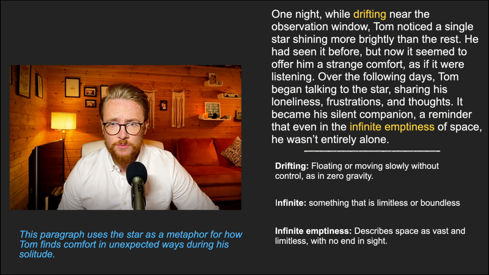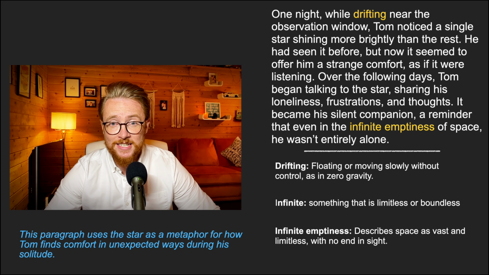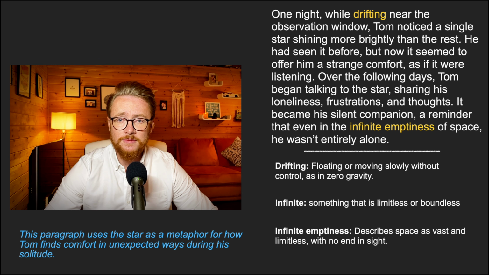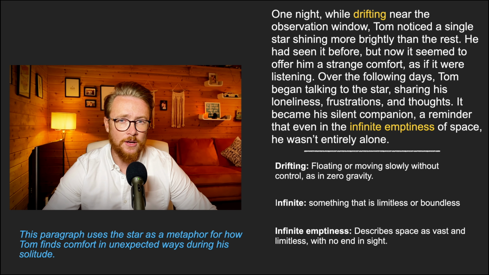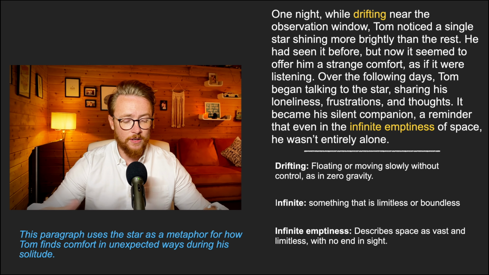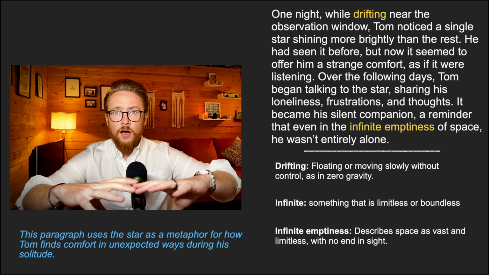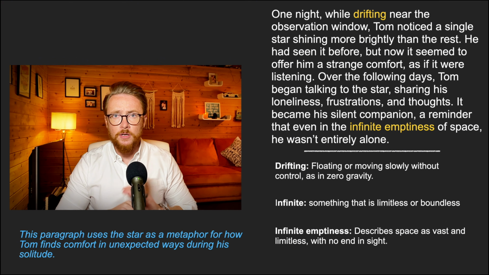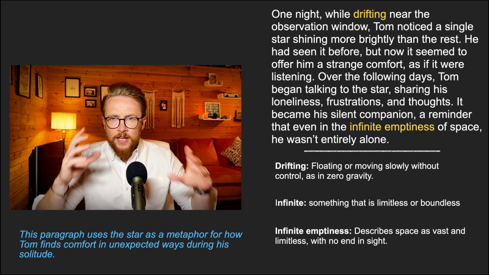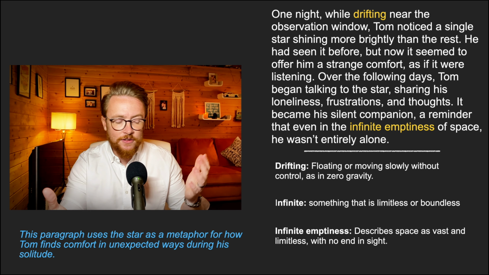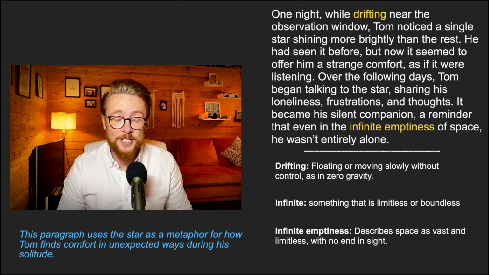So one night, while drifting near the observation window, remember, anti-gravity, so he's drifting, floating, or moving slowly without control, is in zero gravity, going near the observation window. And if we observe something, we're looking out. So there's obviously a window in his space station where he can look out at space and try and picture that in your mind. What kind of imagery have you got? How do you imagine the space station to be?